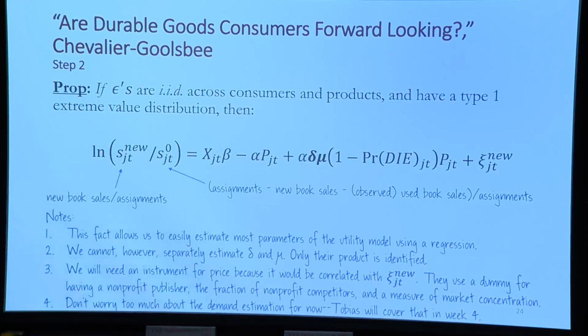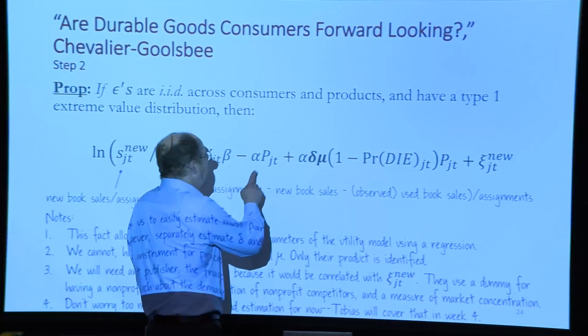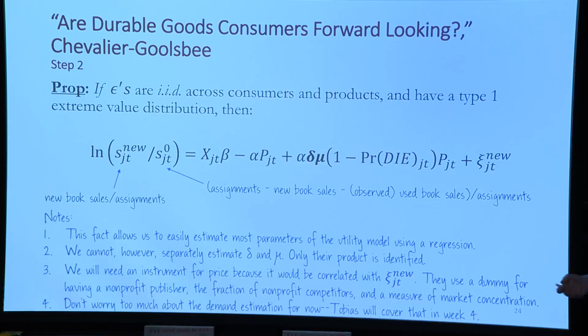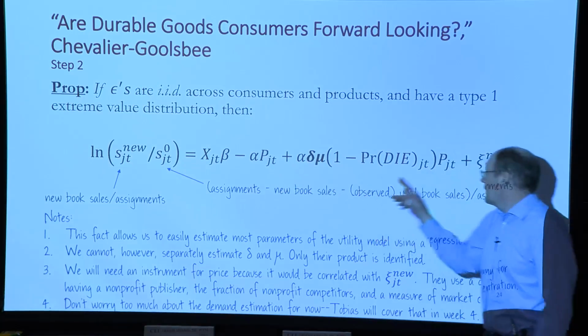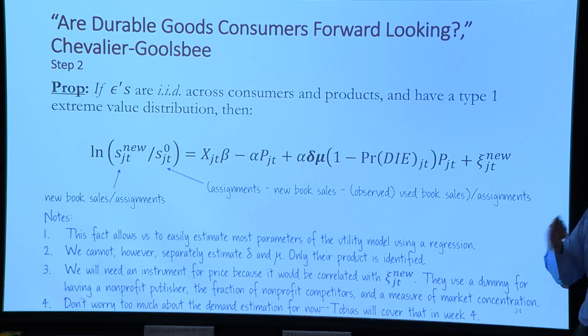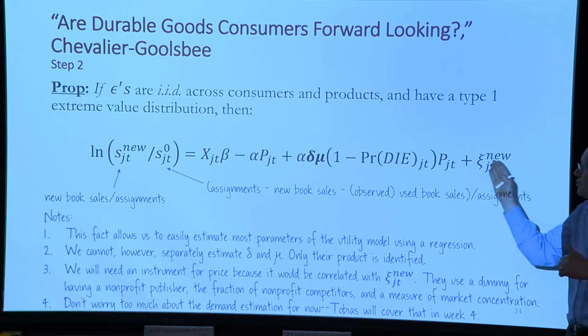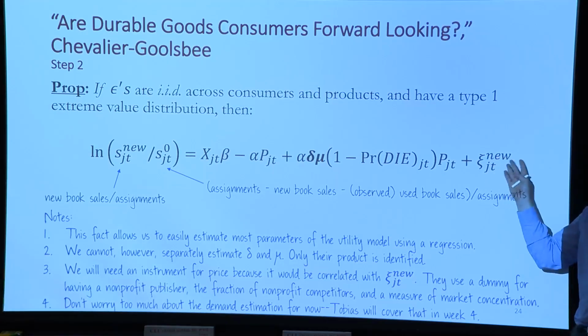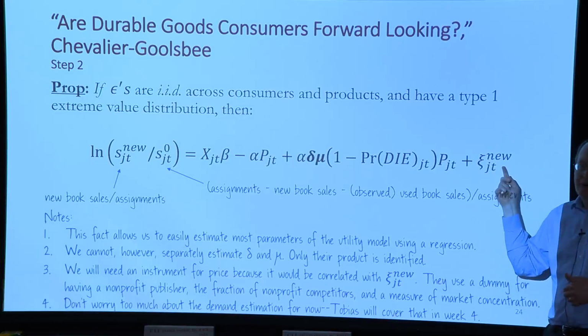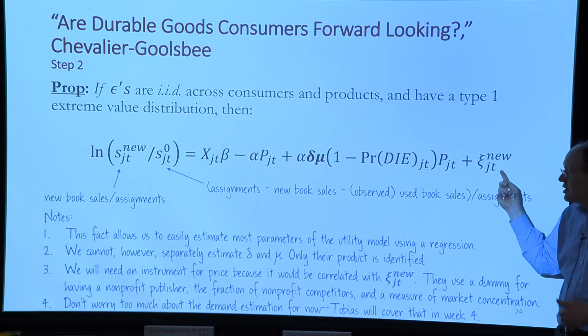So another observation: we're going to need an instrument for price. Why are we going to need an instrument for price? Well, we always need an instrument for price, but if the firm has a book that has a high unobserved quality, this is a book that many people like. Same reason that when demand is high, price is high. If the book has an epsilon nu that makes the firm want to set a high price, then price is going to be correlated with this error term, so price is endogenous. So we need an instrument for price.